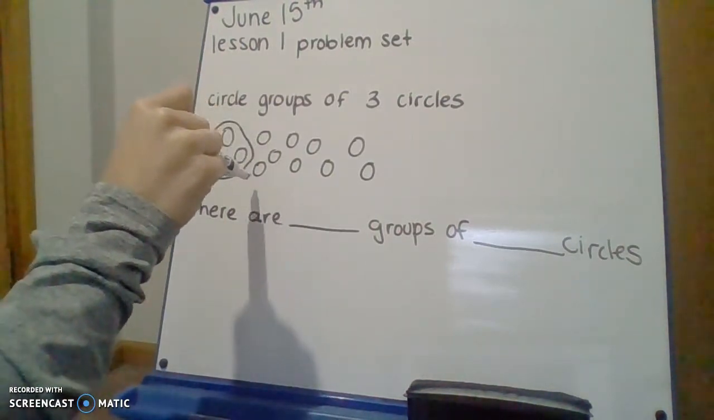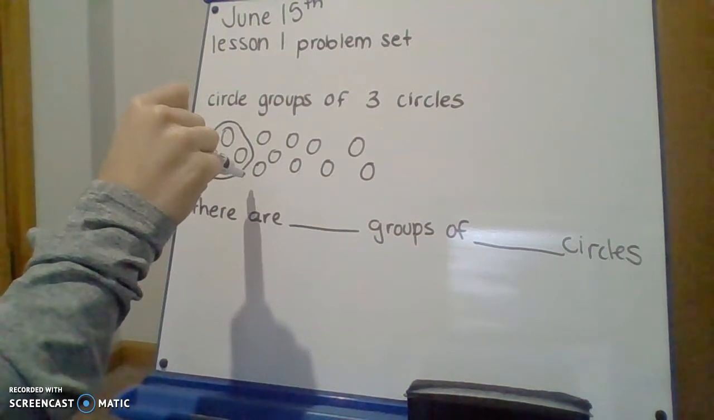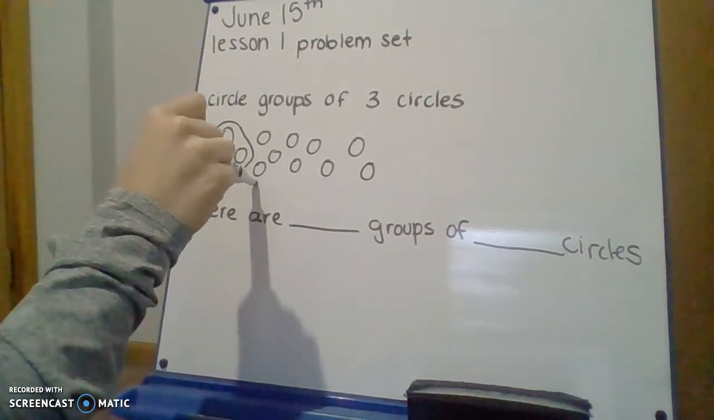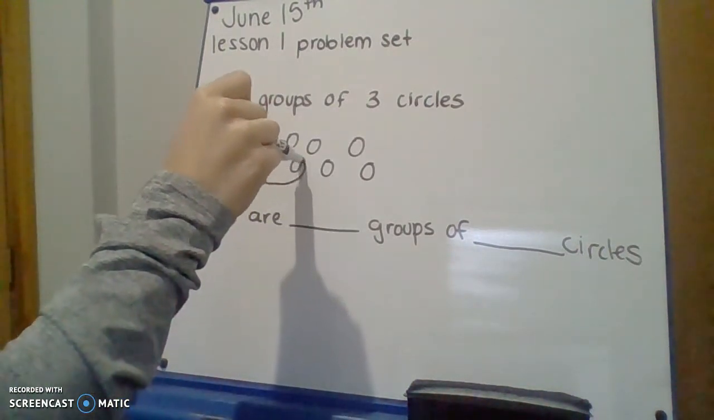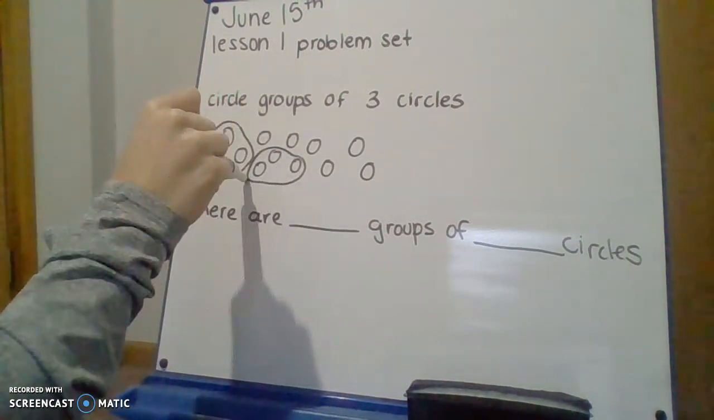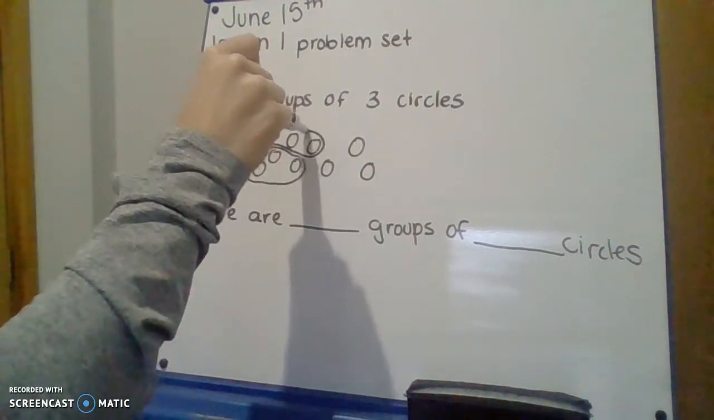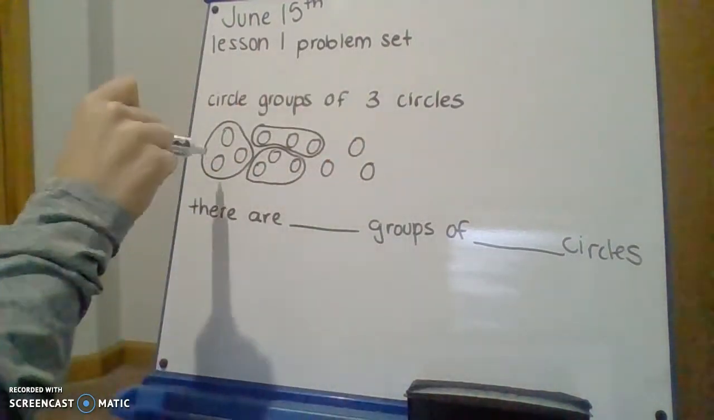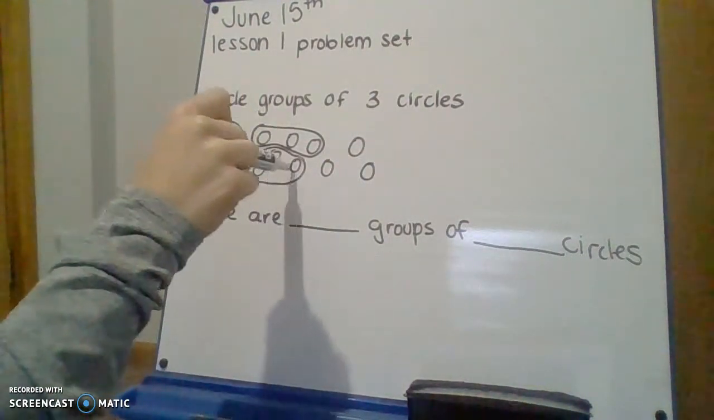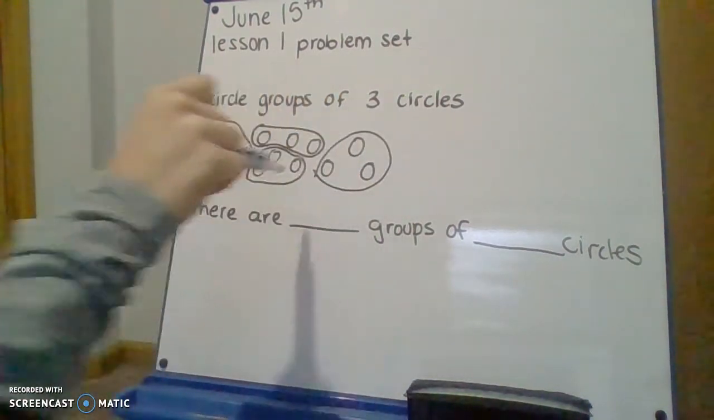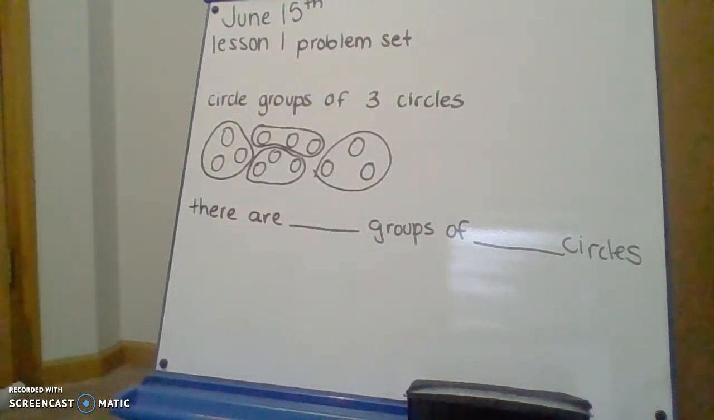Say I circle something like this. And then I have to do this. You have to just make sure whatever you're doing, you're creating 3 circles. 1, 2, 3, 1, 2, 3, 1, 2, 3. Sometimes it could get a little funny on you, but just make sure there's 3 circles in each group.